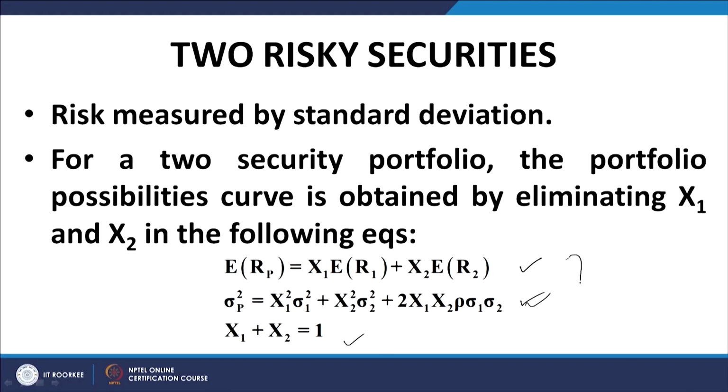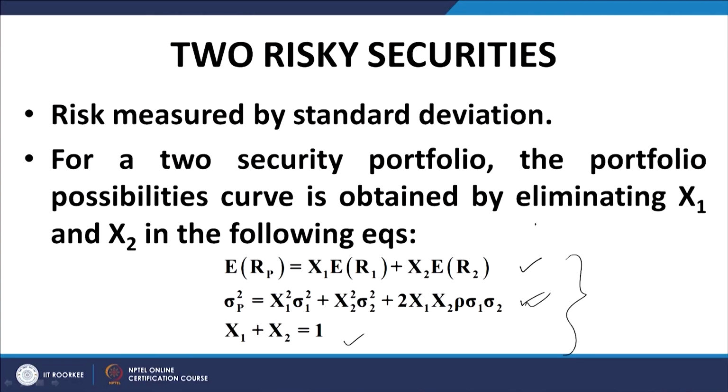So, we have three equations, and basically we have two degrees of freedom, x1 and x2. We can eliminate both the degrees of freedom, and we arrive at an equation of the form E of R P, let us call it y, is equal to some function of sigma p, which we call f of x. In other words, in the two dimensional framework, y representing expected return and x representing the standard deviation, we have a curve representing the combinations of these securities.